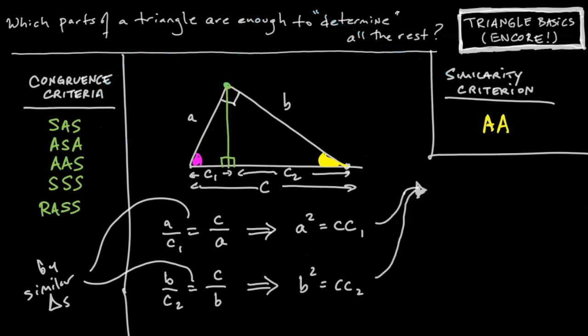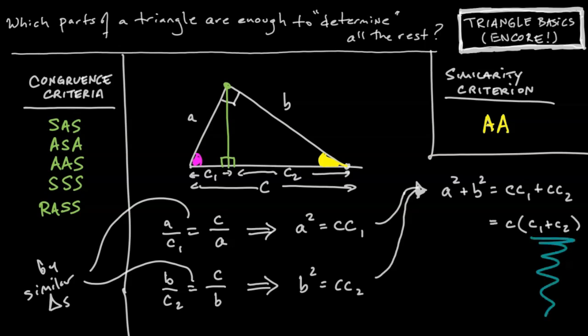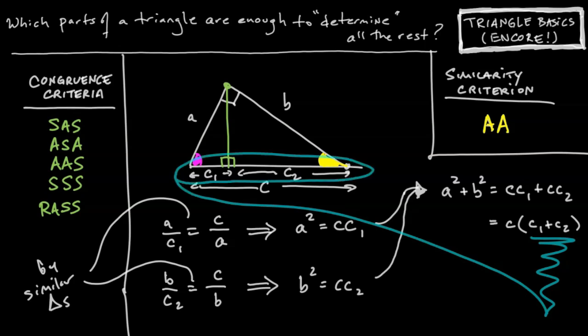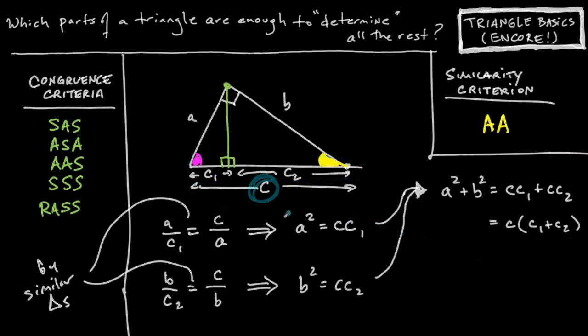Well, in that case, let's see what happens when I add a squared and b squared together. According to these two equations, adding a squared and b squared is the same thing as adding c times c1 and c times c2. But seeing that expression, all your algebraic instincts should kick in and you should have an irresistible urge to factor out that common factor of c, giving us c times the quantity c1 plus c2. Hey, and what is c1 plus c2? Here's c1 and there is c2. Add them together and you get c. So this becomes c times c, better known as c squared.